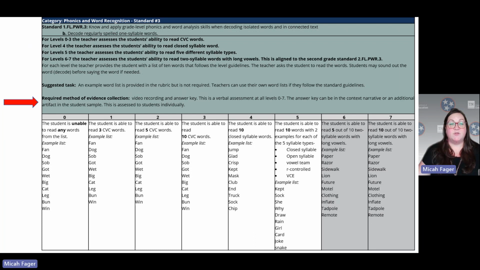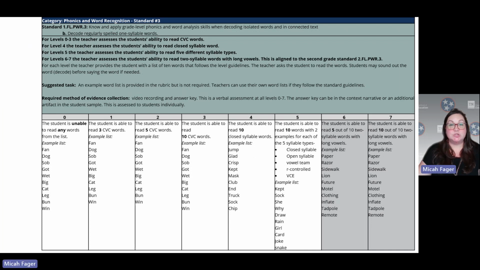For all levels, the required method of evidence collection is a video recording and an answer key. This is a verbal assessment, so there should be a video recording of the student verbally reading the words. The answer key can be uploaded to the context narrative or can be uploaded as an additional student artifact. This may be assessed with students individually, not as a whole group.